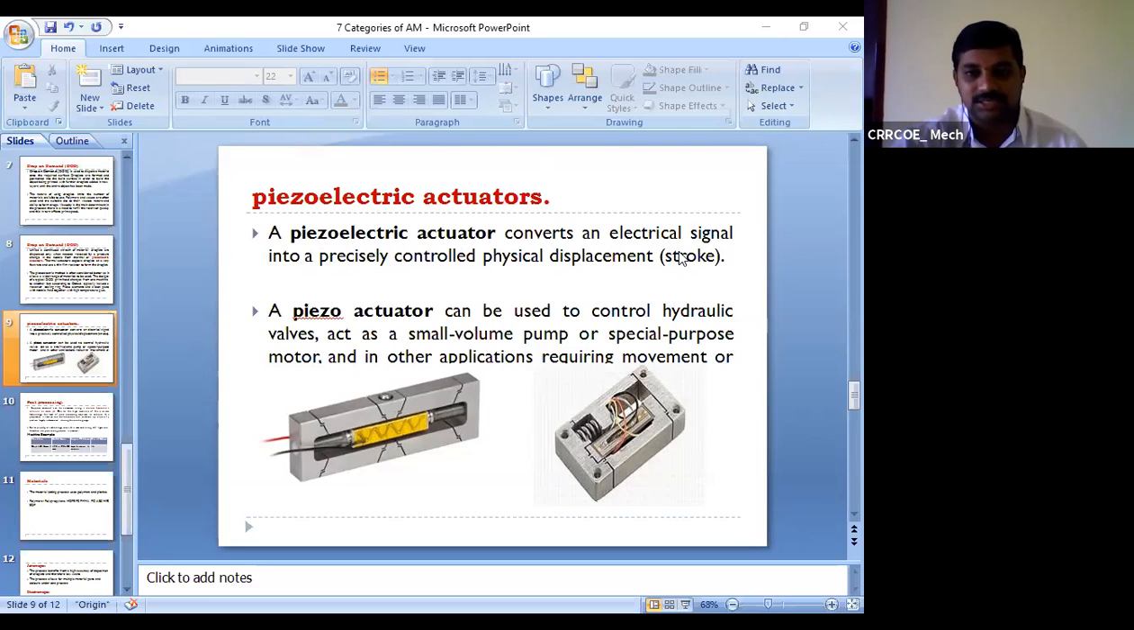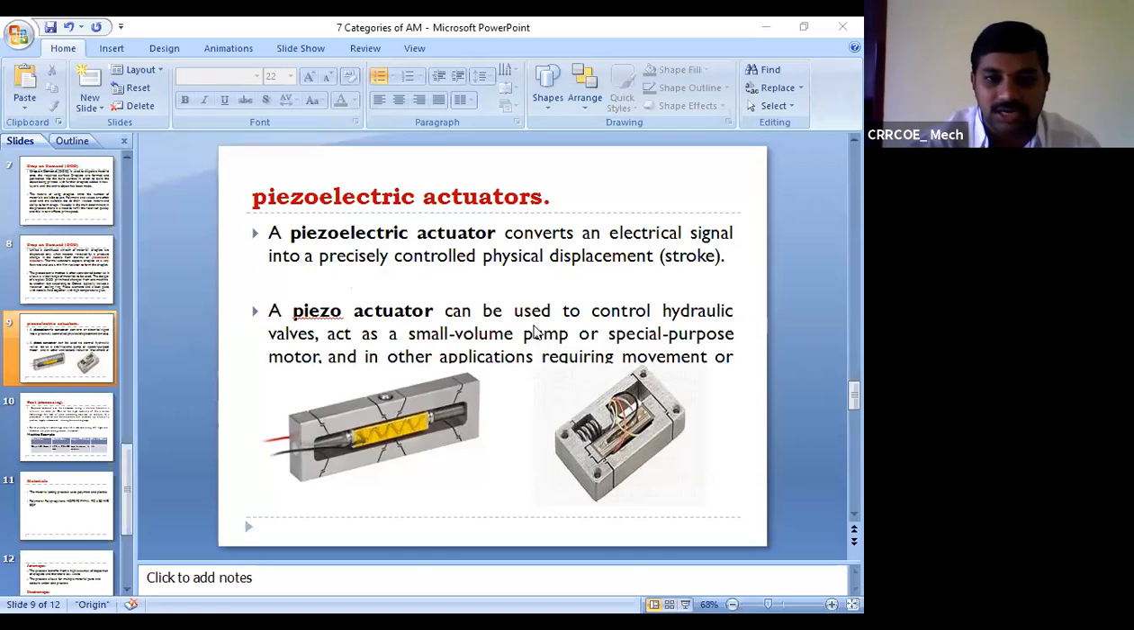So the electrical signal which is given produces a physical, controlled movement. It is like the stroke, as in an engine we speak of stroke from bottom dead center. Here also it is from one point to another point in reference.